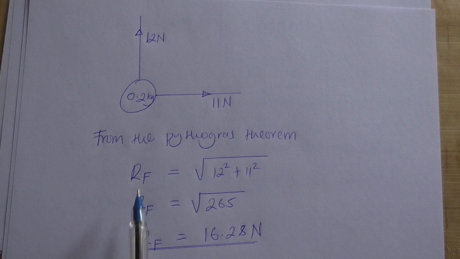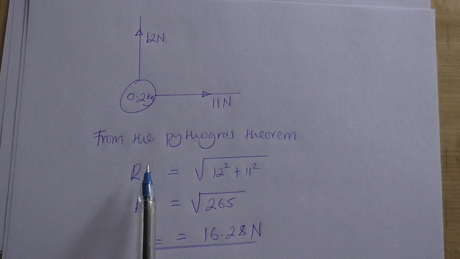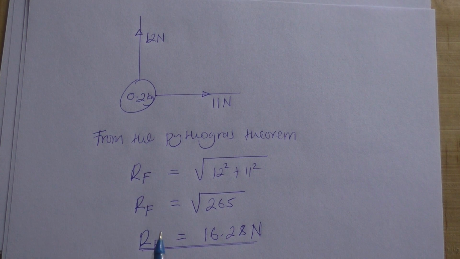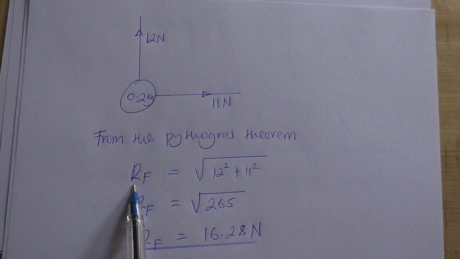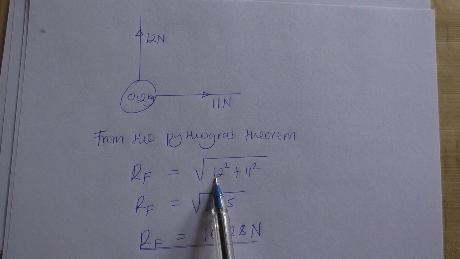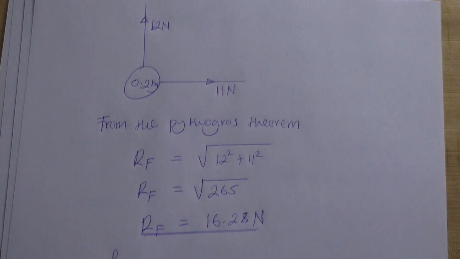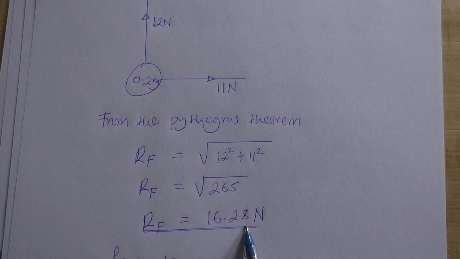Now, we've seen that for 2 forces, or for forces acting at right angles to each other, we employ the idea of Pythagoras Theorem. Therefore, the resultant force, RF, will be equivalent to the square root of 12 squared plus 11 squared, hence giving us the resultant as 16.28 newtons.